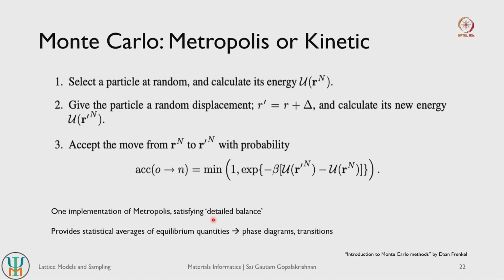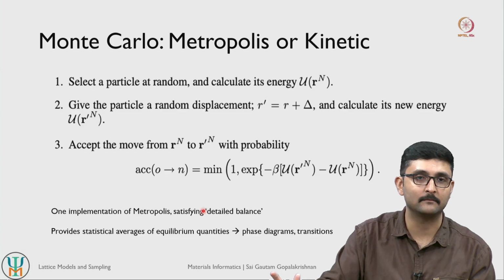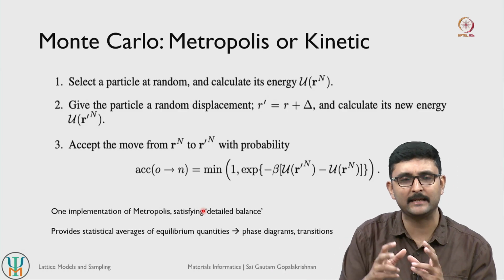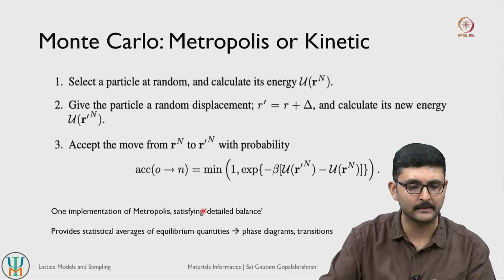So detail balance is a very important mathematical condition that any sampling technique has to satisfy so that we get thermodynamically averaged quantities. So if you are worried about quantities that are time averaged in nature, such as thermodynamically averaged or equilibrium quantities, then our algorithm has to satisfy detail balance, right? And we'll see what is the mathematical condition associated with detail balance in the subsequent slides.